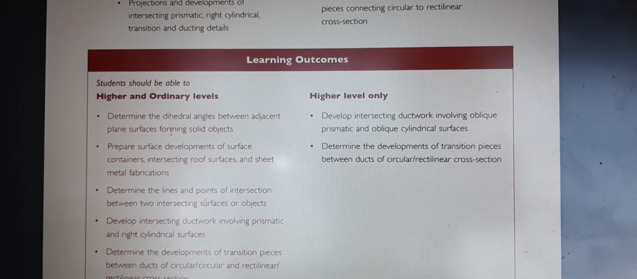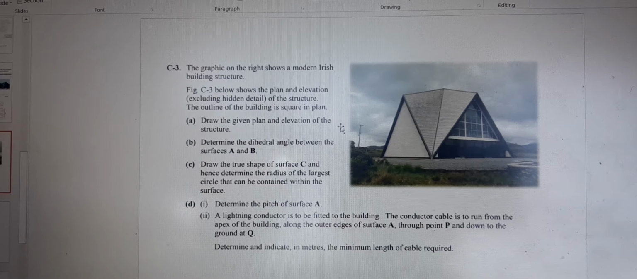So let's say I actually have this question already done. I'm going to use this as an example. Just give me 1 second. It's on the ground. So if I go on to here, this is actually a Leaving Cert question, and it says it's an Irish building structure. So this is an Irish building somewhere. I've never seen it because I'm from Waterford. I don't know where exactly in Ireland it is.